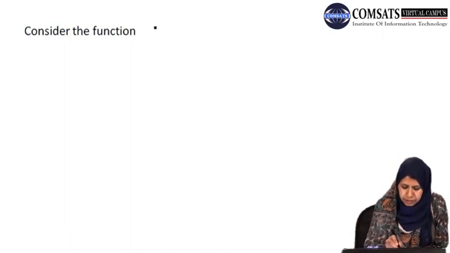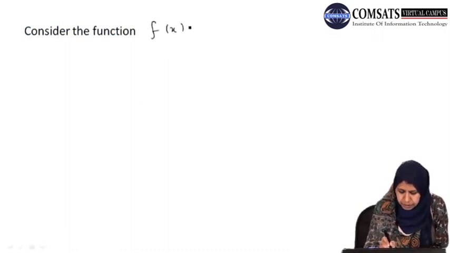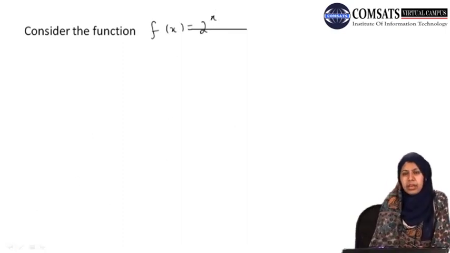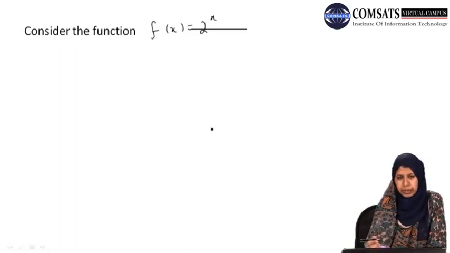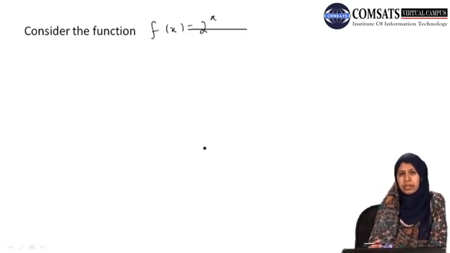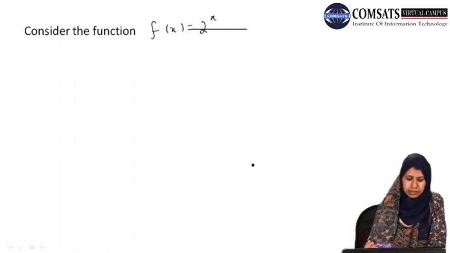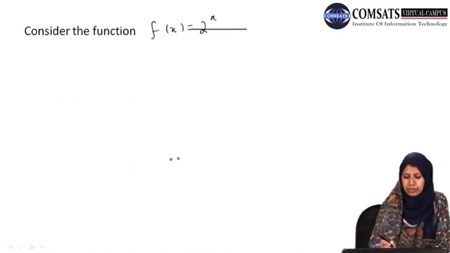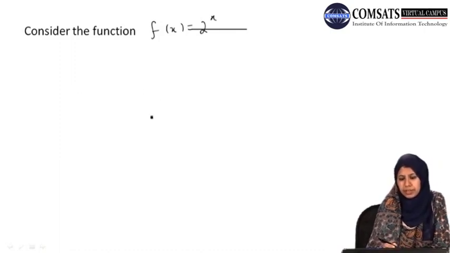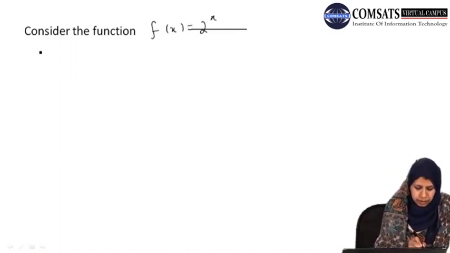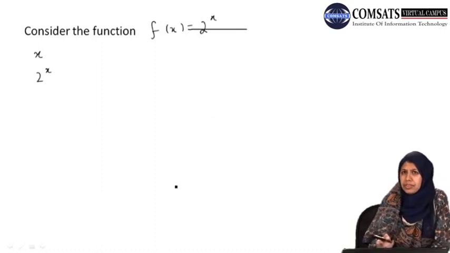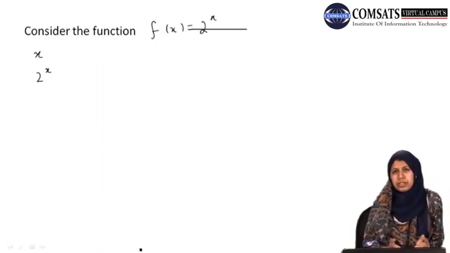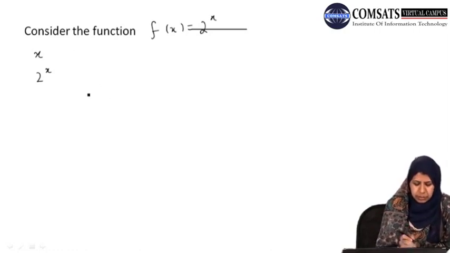If we consider the function f of x equal to 2 to the power x, then how can we plot the graph of this exponential function? Clearly it is an exponential function with base b equal to 2 and real valued variable x. In order to see the graph of this function, we have to take some values of x and the corresponding values of y. Now these are x and this is 2 to the power x. Since x is real valued, we also have to consider some negative values as well.